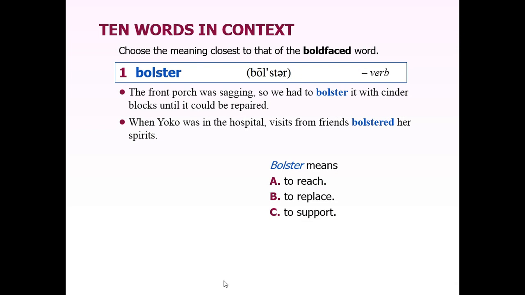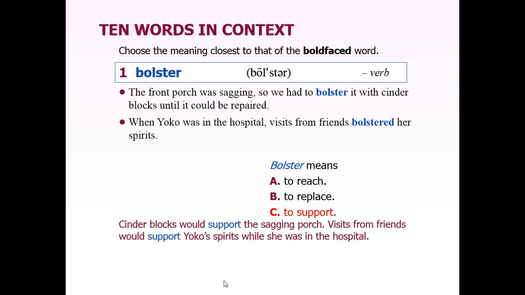So we begin with vocab word number 1, bolster. It says here, when Yoko was in the hospital, visits from friends bolstered her spirits. Well, let's look at the context. If you're in the hospital, or loved ones are in a hospital, most likely it's not going to be a joyous and happy visit or stay. So when you have friends or family come, you're going to feel happy. So most likely he bolstered her spirits. So what did it do to her spirits? A, reach, B, replace, or C, support? The correct answer is, yes, C, support.